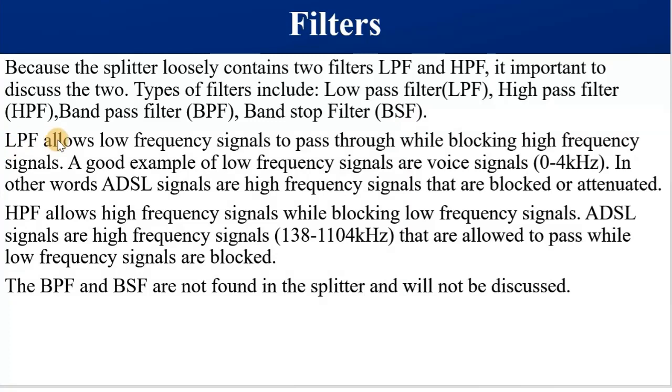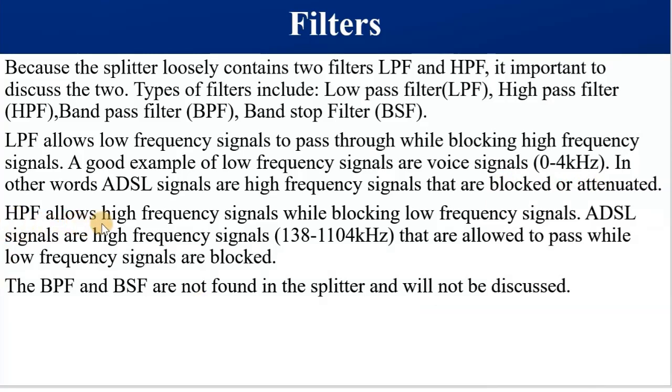So we are saying low pass filter allows low frequency signals to pass through while blocking high frequency signals, and our good example is voice, which occupies a frequency of 0 to 4 kilohertz. In other words, ADSL signals are high frequency signals, and these are blocked or attenuated by the low pass filter.